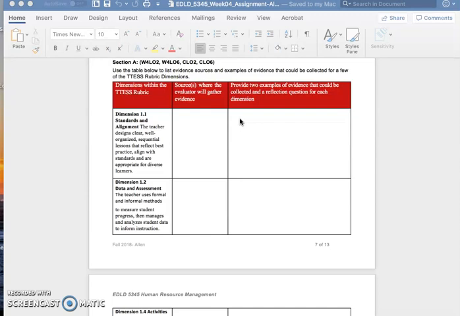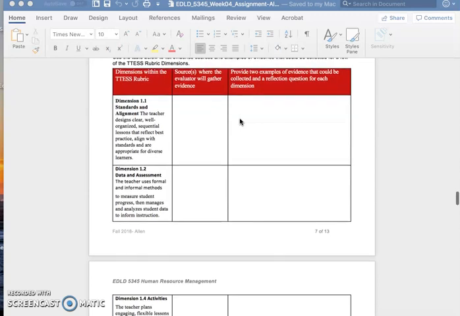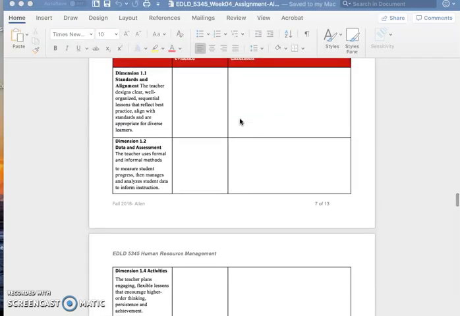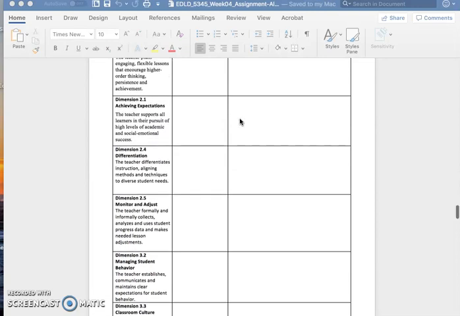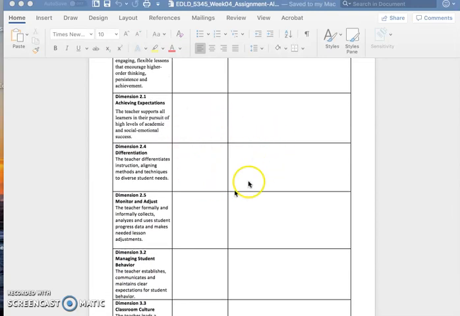So one example may be during the pre-conference, the teacher outlined where the class was in the unit of study. That would be some evidence. Then you would ask them a reflection question like, how do you go about deciding what materials you're going to use to meet the objective for this lesson? So that might be a reflection question, something along those lines. So don't overthink it. Just think about what you could ask a teacher in order to get them thinking about their practice in the classroom.